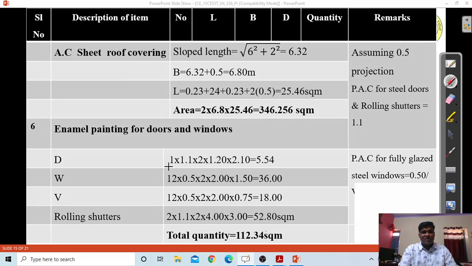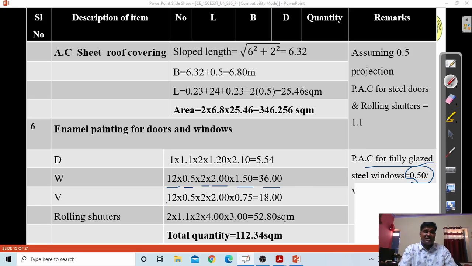So for doors, there is one door. Since it is a metal door, a steel door, 1.1 is the coefficient of paint into 2 sides, and the dimension of the door is 1.2 by 2.1, which will give me 5.54 square meters. Similarly for windows, 12 windows. The windows are fully glazed, means fully glass is there. So the painting coefficient is 0.5. 12 into 0.5 into 2 sides into 2 into 1.5 will give me 36 square meters.